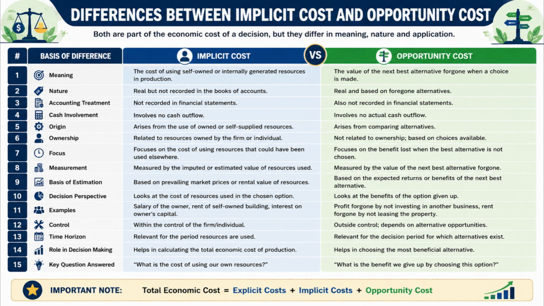To summarize, implicit cost represents the value of self-owned resources used in production, while opportunity cost represents the value of the next best alternative sacrificed. Understanding both concepts helps managers, investors, and economists make more informed and efficient decisions.